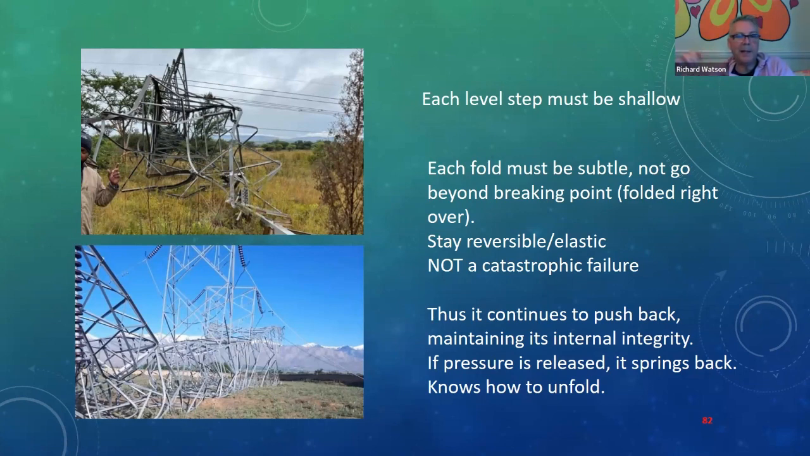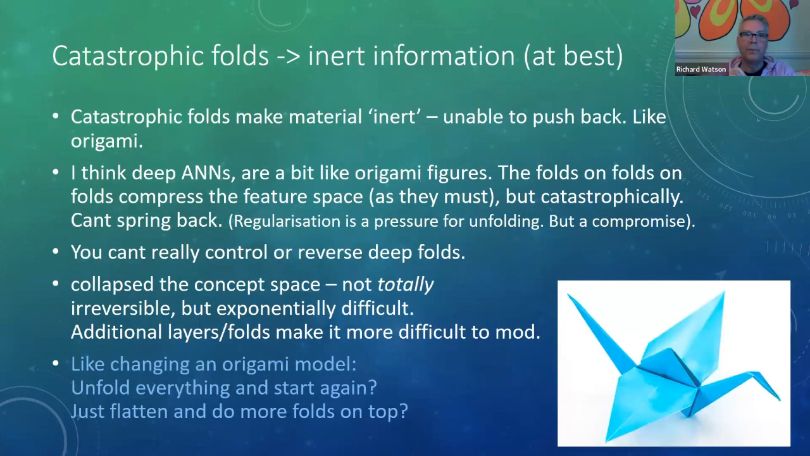It's still able to push back, in that the little components maintain their internal integrity, such that if the pressure at the macro scale is released, the internal components can spring back. They know how to unfold to be their natural self rather than their stressed or compressed self. Catastrophic folds make inert information at best. Catastrophic folds make material inert. They make it unable to push back. It's kind of like origami, where you just fold things over and fold it over and fold it over, and you've got something with the shape of a crane, but it's not actually a crane.